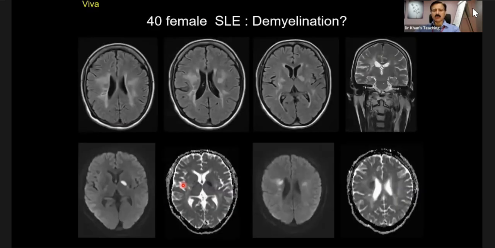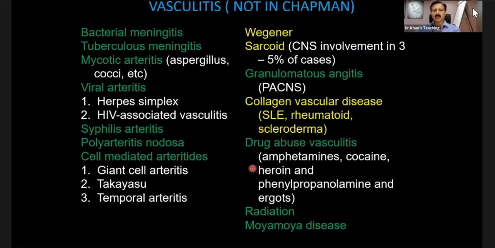But in the exam, clinical presentation is important. But if the examiner tells you that this is the first presentation, you can go with the same debating point as we have already learned. This is not in your Chapman, this differential diagnosis, vasculitis.